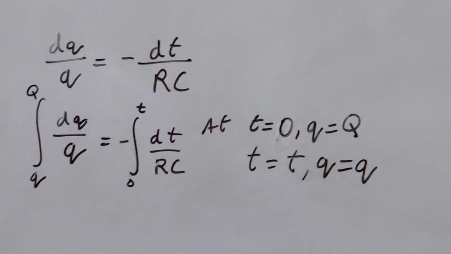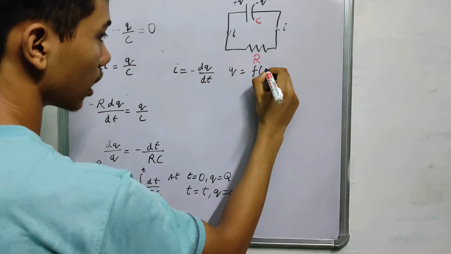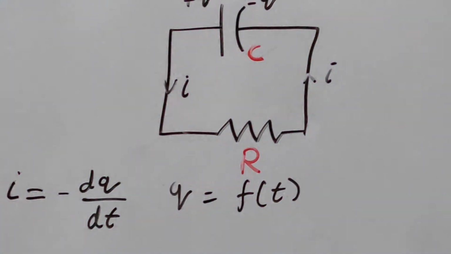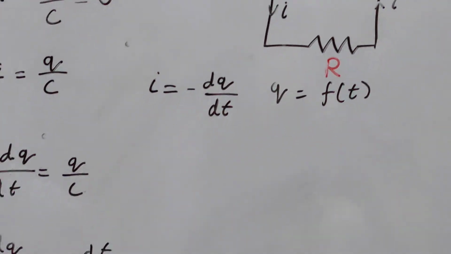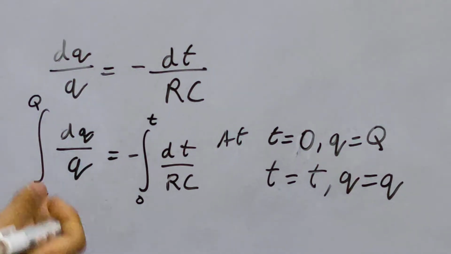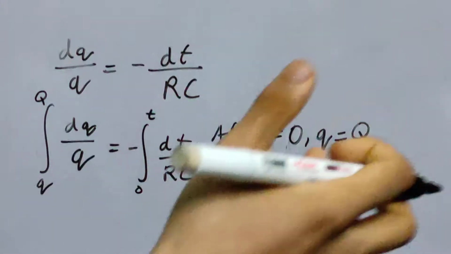Fine. And what do we want? We want our charge as a function of time. So as time increases, how does our charge vary? Now we can integrate. This is again an easy integration. dq by q. So the integral of dq by q is nothing but ln, the natural log with base e.